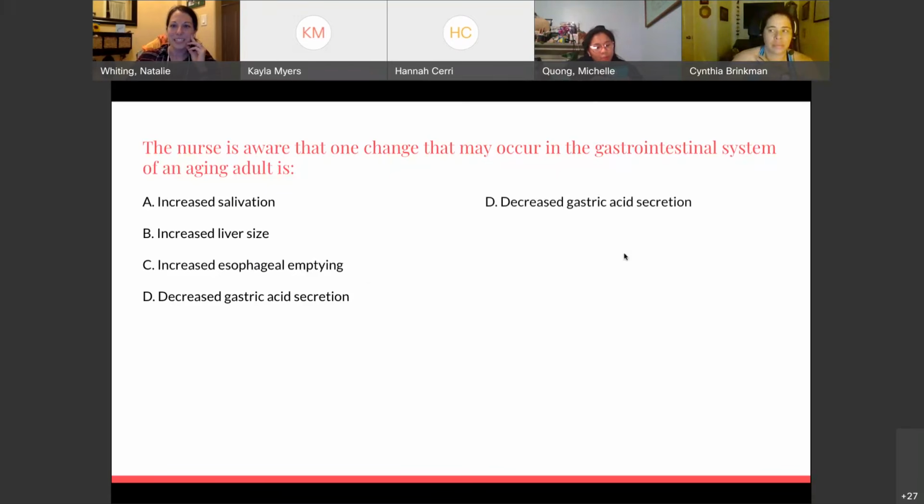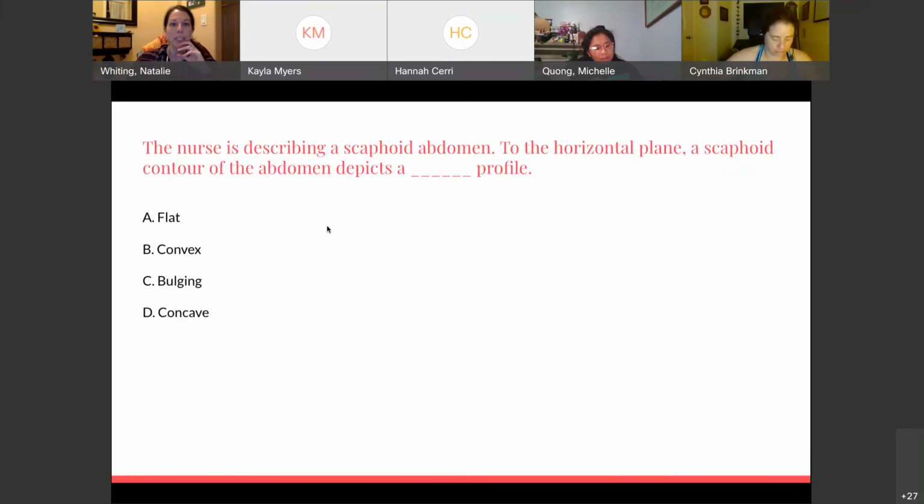Good job. Decreased gastric acid secretion is the answer, and I apologize for being click happy and revealing it. I hope that didn't kill it for too many. Okay, the nurse is describing a scaphoid abdomen. In relation to the horizontal plane, a scaphoid contour of the abdomen depicts a blank profile. A, flat, B, convex, C, bulging, D, concave. What do you guys think?